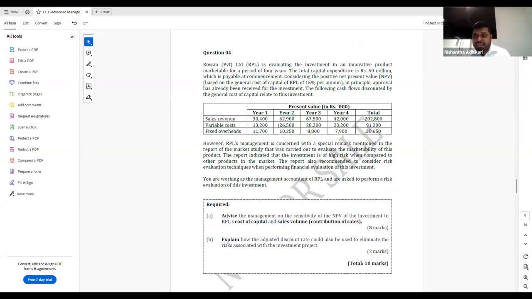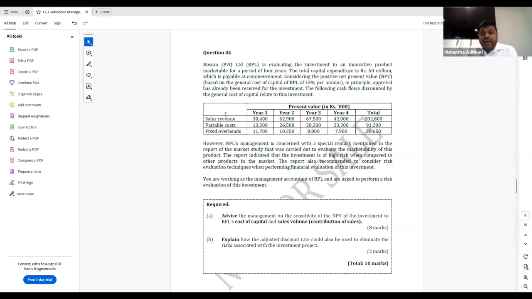In sensitivity analysis, you will look to identify the most critical factor, where a small change in that critical factor will affect the viability or non-viability of the project. Therefore, you need to identify the most critical factor using sensitivity analysis. Right, okay. We will read question number 4.